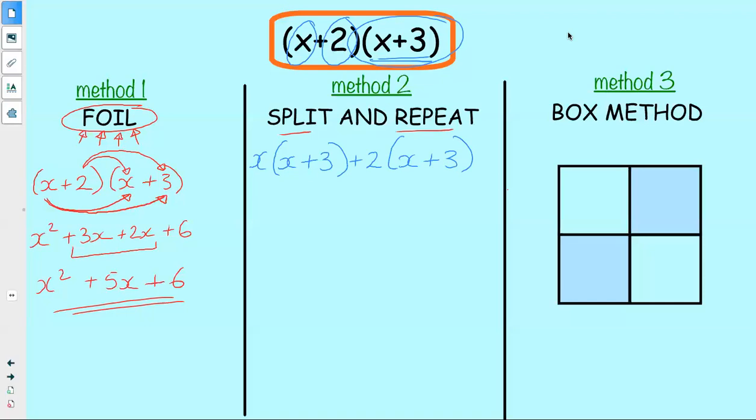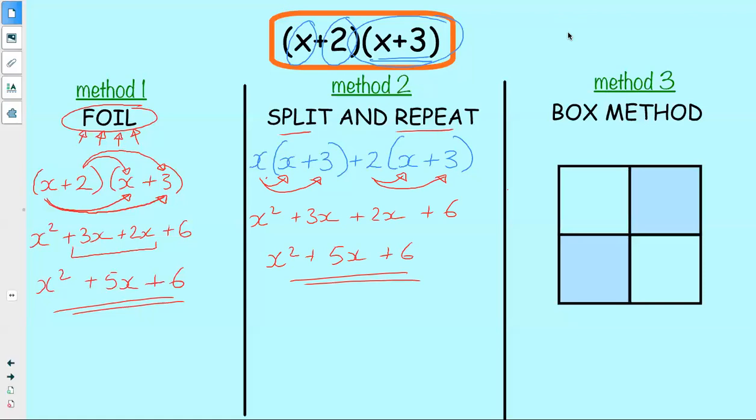It's the same as method 1. You're just trying to get every term in the first bracket multiplied by every term in the second bracket. Now you know from previous videos of how to do this. So x multiplied by x is x squared, x multiplied by 3 is 3x, 2 multiplied by x is 2x, and 2 multiplied by 3 is 6. And then just tidy that up. X squared add 5x add 6. Again, same as before.